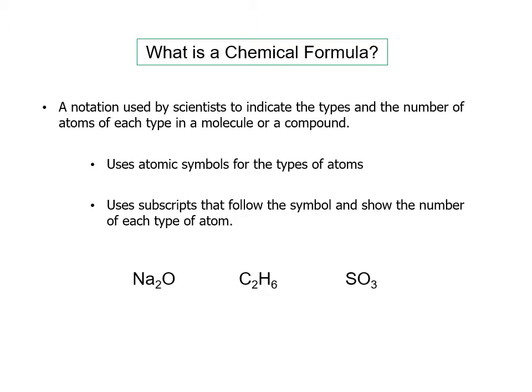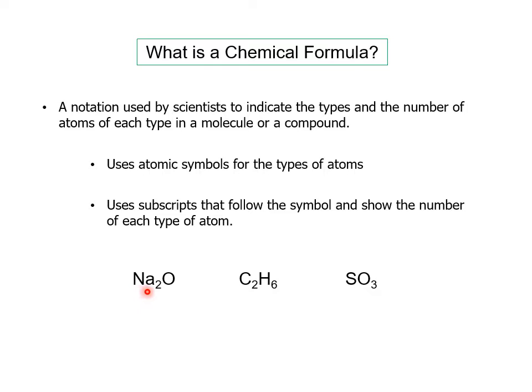A chemical formula is a notation that scientists use to show the types and the number of atoms of each type that are present in a molecule or a compound. So what we see down here, these are chemical formulas. As you can see, they use atomic symbols, right? Na here for sodium, O for oxygen, to show what type of atoms are present.